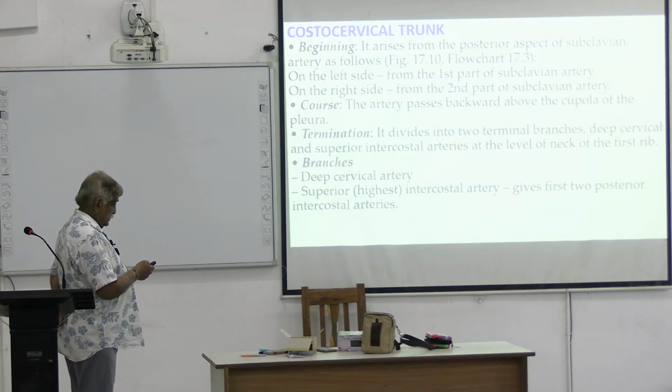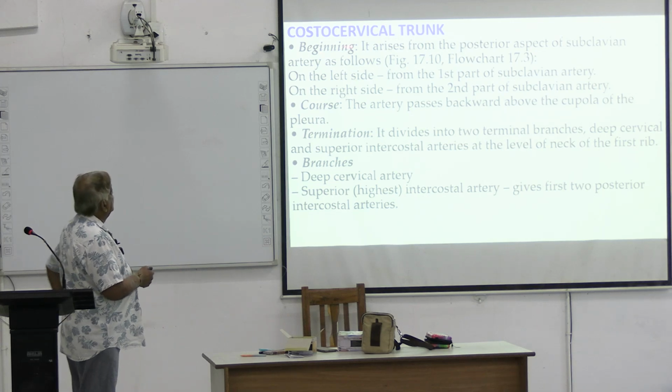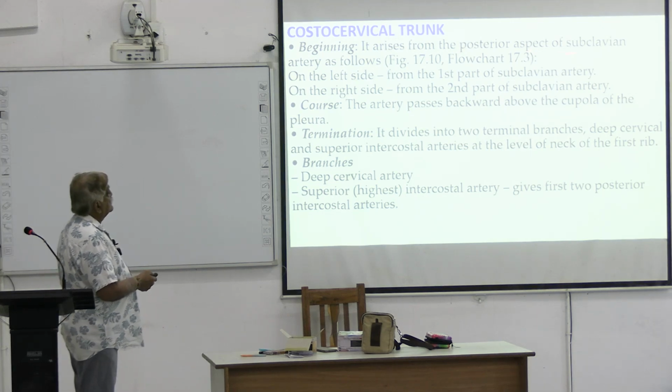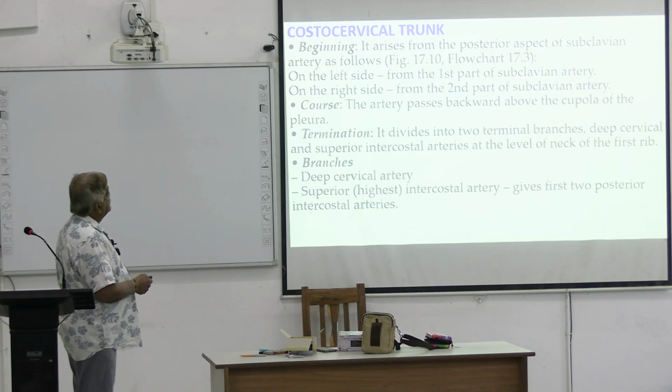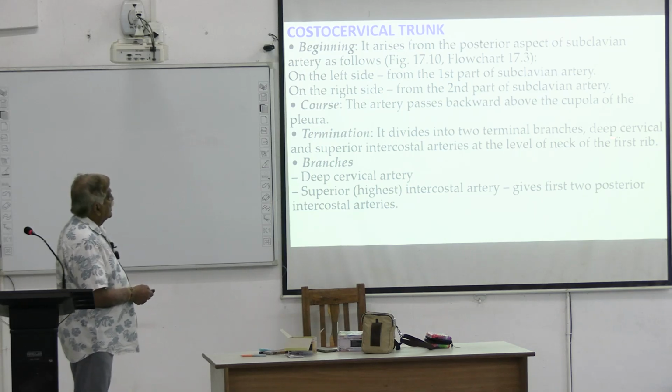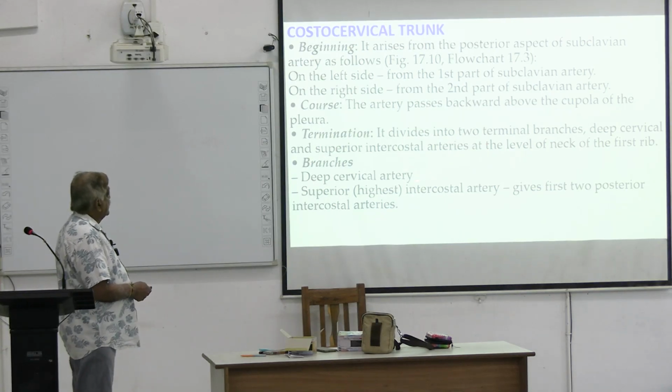Costocervical trunk. Beginning: it arises from the posterior aspect of the subclavian artery. On the left side, from the first part of the subclavian artery. On the right side, from the second part of the subclavian artery. Course: the artery passes backwards and above the cupula of the pleura. Termination: it divides into two terminal branches, the deep cervical and superior intercostal arteries, at the level of the neck of the first rib. Branches: deep cervical artery, and superior intercostal artery, which gives the first two posterior intercostal arteries.